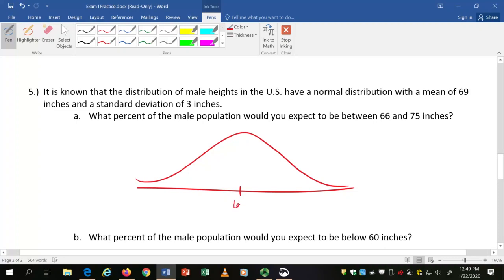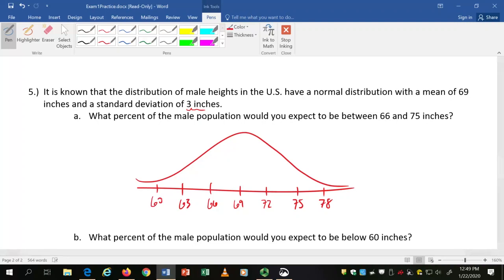This thing should be centered right at 69. And then our tick marks will be standard deviations. If you go up one standard deviation, I'm going to use the 3 inches. So 69 plus 3 would be 72, plus 3 would be 75, plus 3 would be 78. Then going down, 69 minus 3, minus 3, minus 3. That gives you the basis for how you're going to sort this thing out. Then I give you some boundaries.